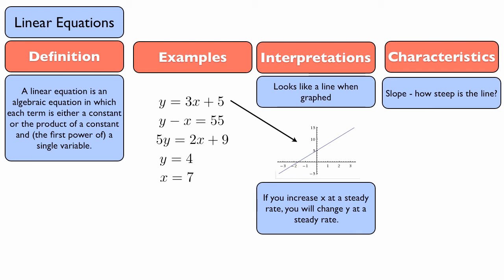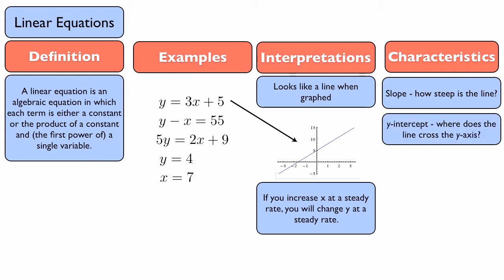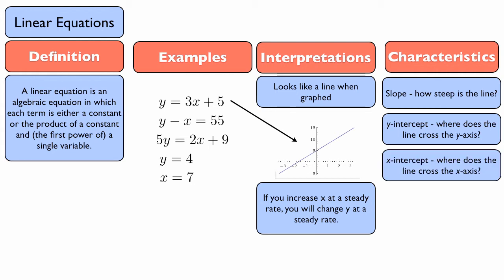First is the idea of a slope. How steep is this line? How does y change as x changes? Slope is very important not only when discussing lines, but when discussing a lot of mathematics, especially when it comes to rates of change. And the other 2 characteristics that are important are y-intercepts, where does the line cross the y-axis, and x-intercepts, where does the line cross the x-axis. And for different lines, there'll be different answers.